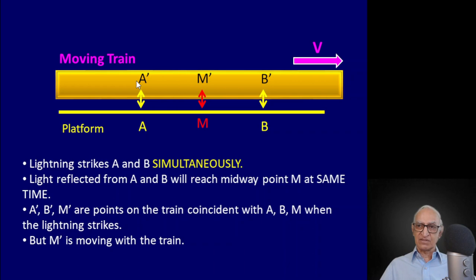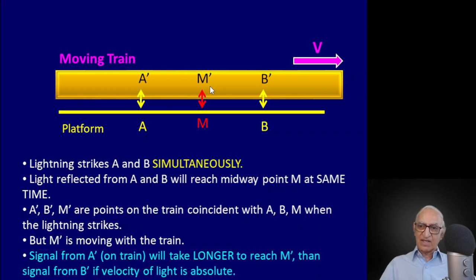Therefore, the lightning from A prime, reflected by a 45 degree mirror, will have to travel a longer distance to reach M prime. And the lightning reflected from a 45 degree mirror at B prime will have to travel a shorter distance to reach M prime, because M prime is moving towards the right. Therefore, to repeat, the signal from A prime on the moving train will take longer to reach M prime than the signal from B prime if the velocity of light is absolute.